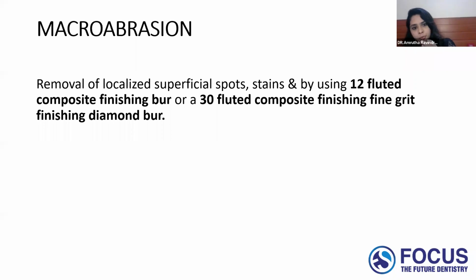You use a 12-fluted burr, composite finishing burr, or a 30-fluted composite finishing fine and finishing diamond burr. Okay, that is macroabrasion. And the difference between microabrasion is that you use an acid and an abrasive agent. In macroabrasion, it is a physical process. You do it with a burr, 12-fluted or 30-fluted composite finishing burr. I hope the difference is clear.